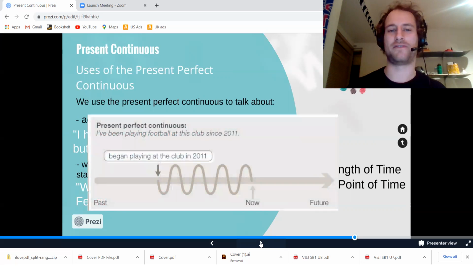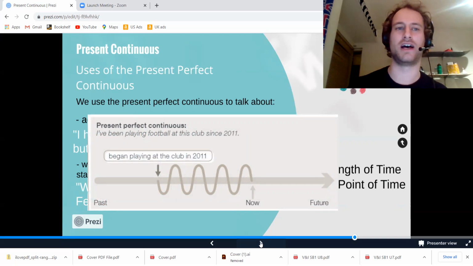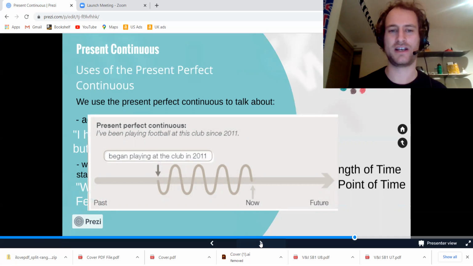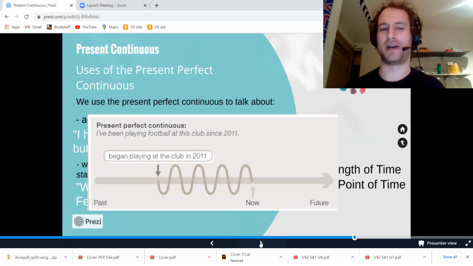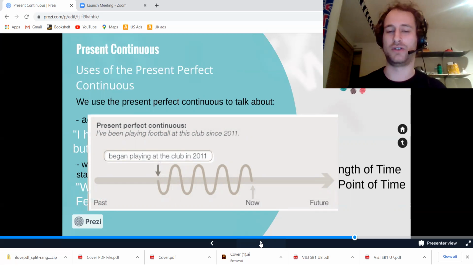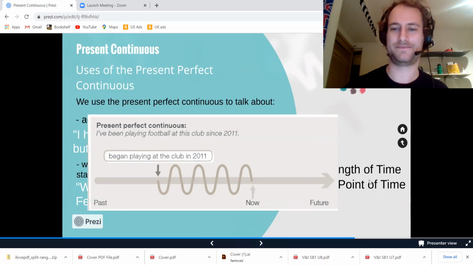So if you look at this graph here, it'll show you the use of the present perfect continuous. You start something in the past, an action you start in the past, and you continue all the way up until now. So you don't always know if you finished right now. All you know is you've been continuing that action up until this moment in time. So these are the uses of the present perfect continuous.